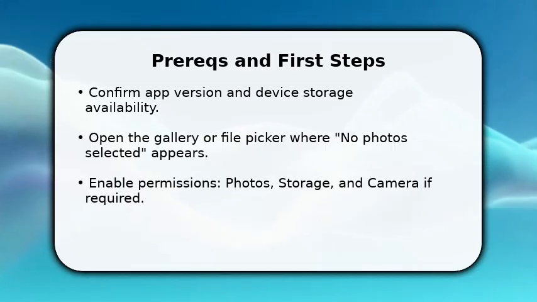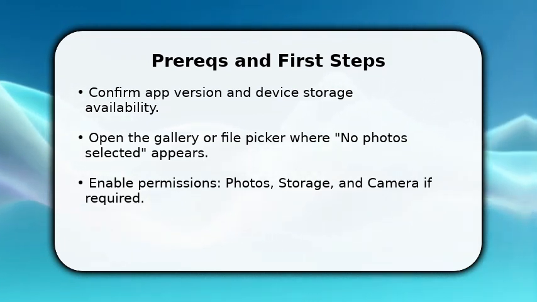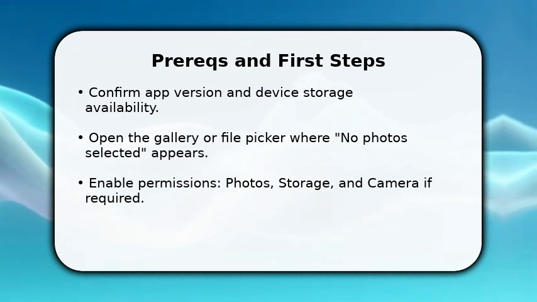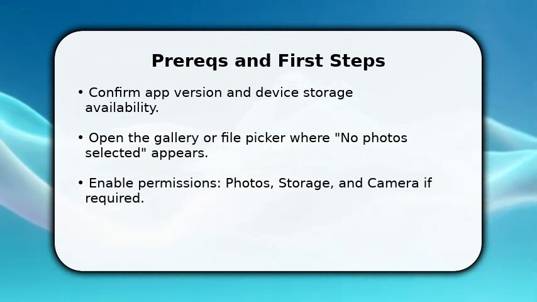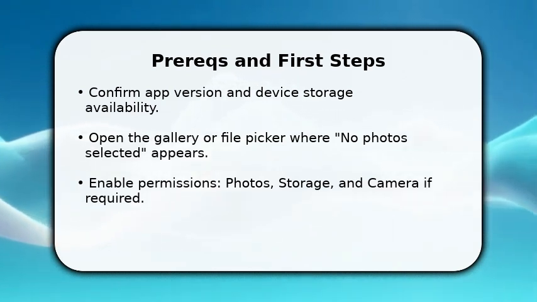You start by confirming the app version and that you have enough storage space, because missing updates or low space often trigger selection issues. Once done, open the gallery or file picker where the No Photos Selected message appears and look for the Select or Edit control. Tap it to enter selection mode.